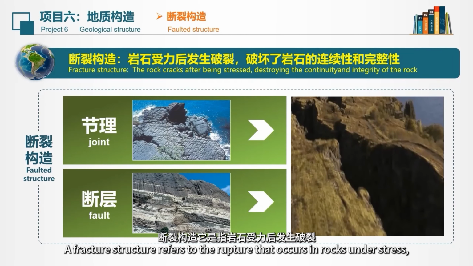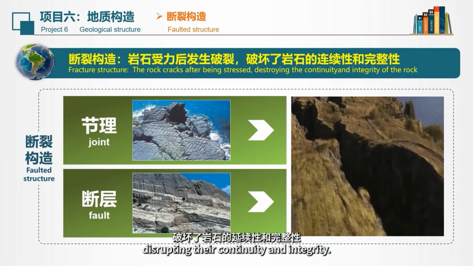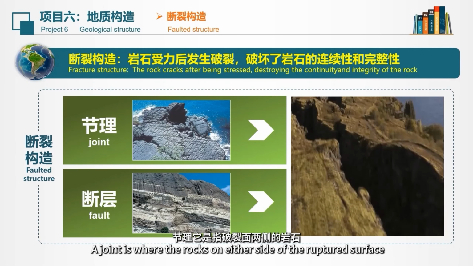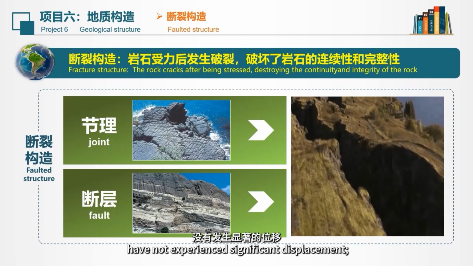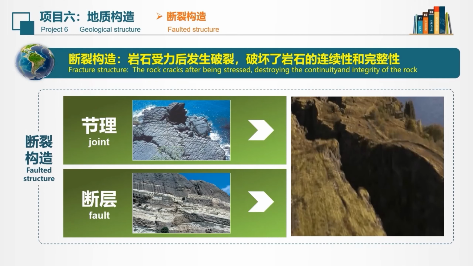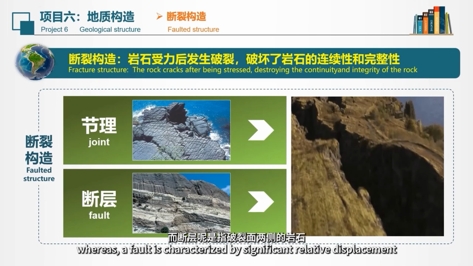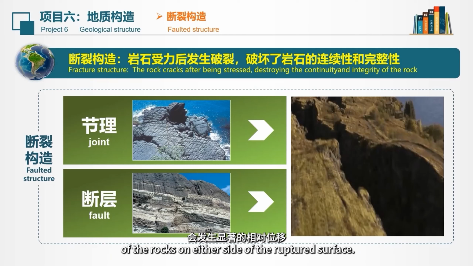A fracture structure refers to the rupture that occurs in rocks under stress, disrupting their continuity and integrity. Fracture structures include joints and faults. A joint is where the rocks on either side of the ruptured surface have not experienced significant displacement, whereas a fault is characterized by significant relative displacement of the rocks on either side of the ruptured surface.